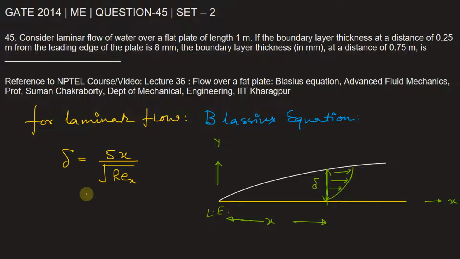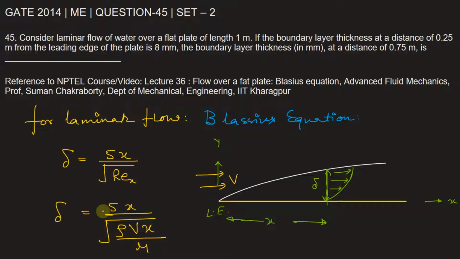And we know that Reynolds number is given by rho v d upon mu. So delta is equal to 5x divided by the square root of density into velocity, so this is the flow velocity, into x upon the dynamic viscosity. Now here the density, the dynamic viscosity and the velocity are assumed to be constant. 5 in itself is a constant. Therefore we can say that this boundary layer thickness delta is directly proportional to the square root of x.